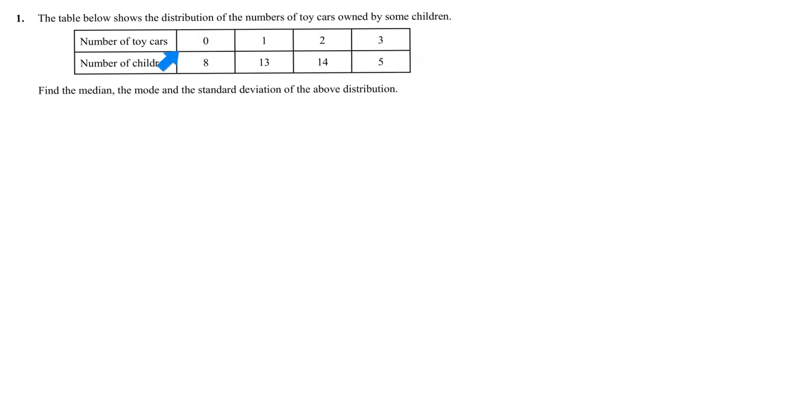This time the question gives you the data in a table format. One thing is very important: make sure you know which one is talking about the value of the data, and which one is talking about the frequency of that value. That means how often it appears. So they say that 0 appears 8 times, 1 appears 13 times.